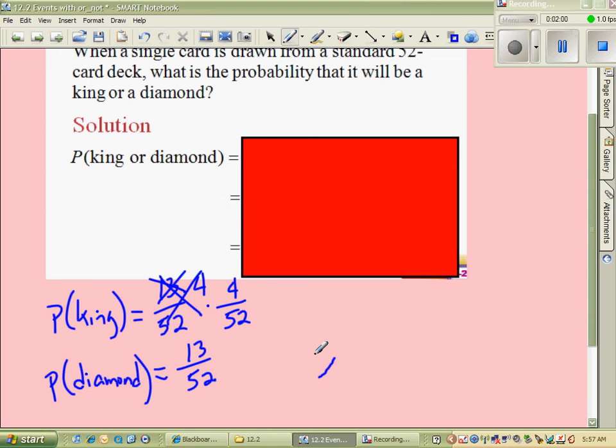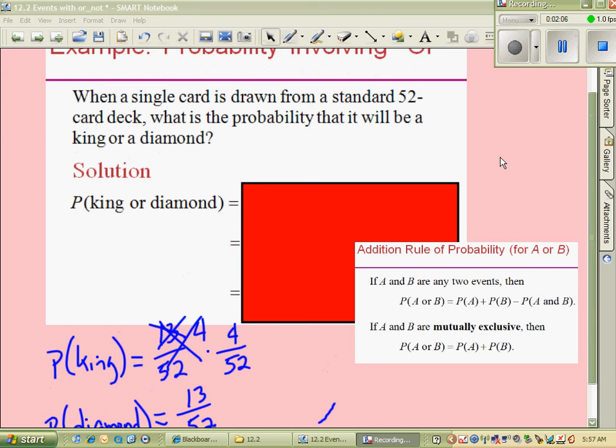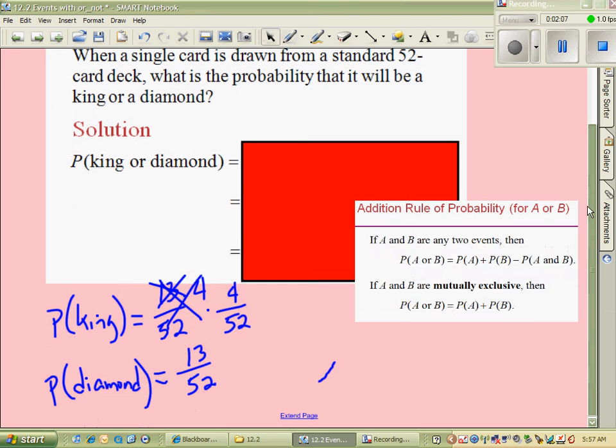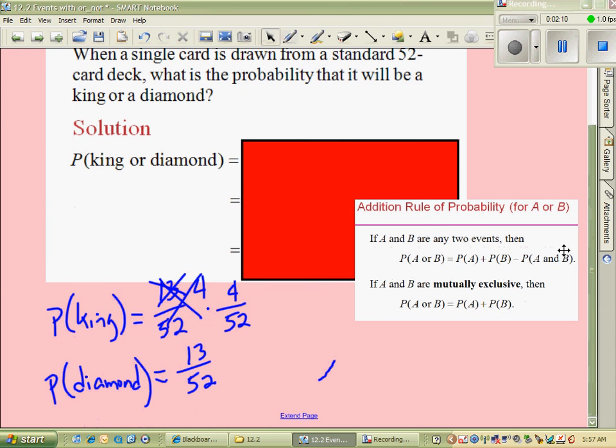Okay, so now, according to my situation and to my equations, let me go grab it. My rule says that if my events are mutually exclusive, then all I do is add them together. I would take the probability of a king plus the probability of a diamond, and I'd add them together, and that would be the probability of getting a king or a diamond. Well, the problem is that I can get a king that can be a diamond. So they're not mutually exclusive.